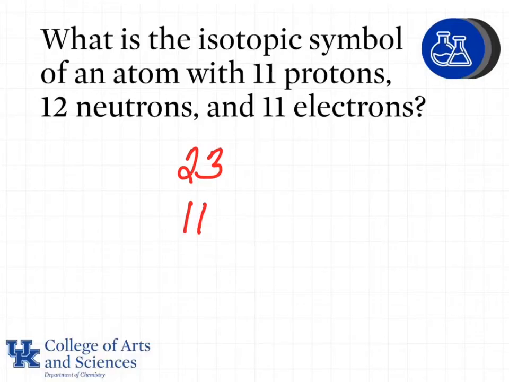The atomic number, or the number of protons, determines the identity of the element, so we can use that value of 11 to look on the periodic table and determine that we're talking about the element sodium, which has the abbreviation Na.